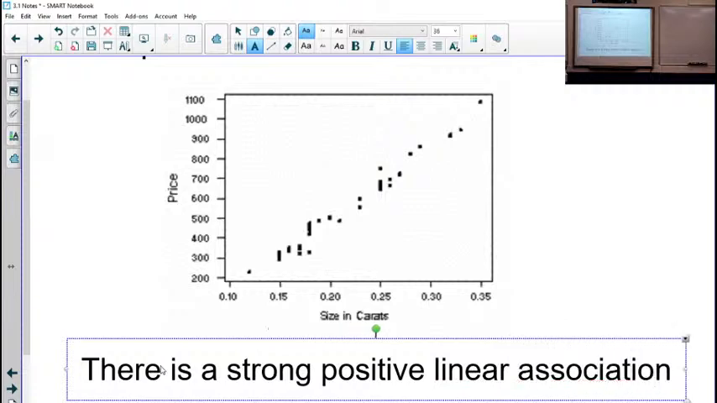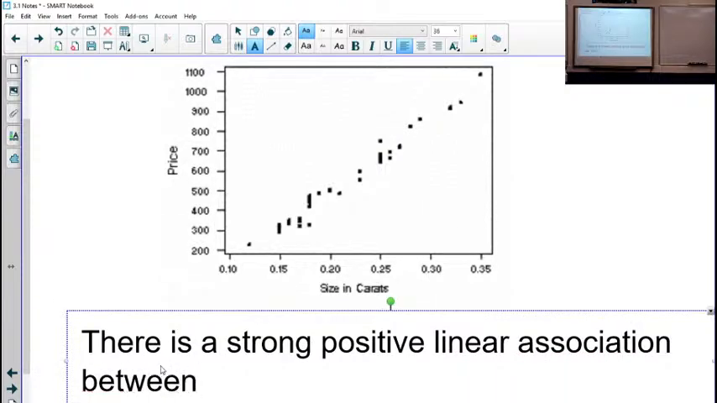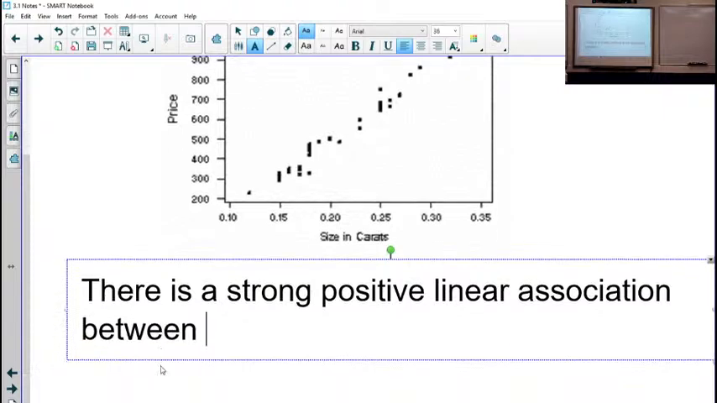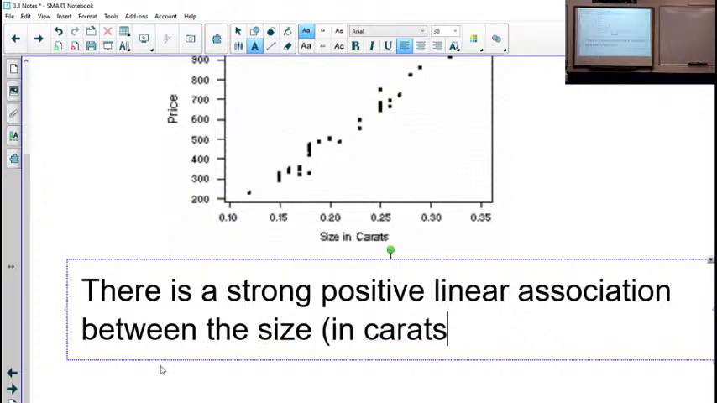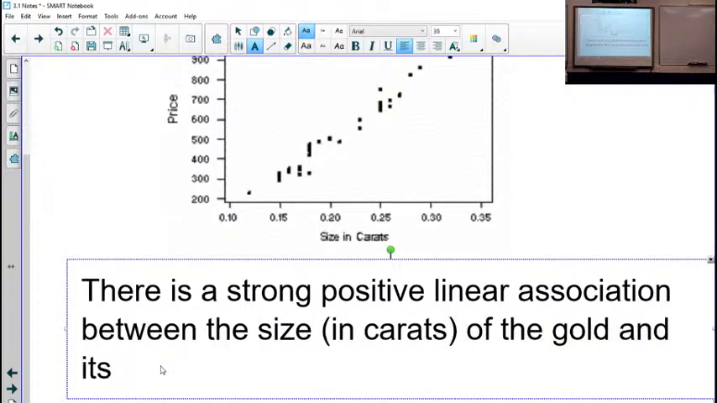Association between the size in carats of the gold and its price. So, giving the context of the question. And hopefully that should make sense. If it's a bigger jewel or a bigger bit of gold, then its value is going to go up. As one goes up, the other goes up.